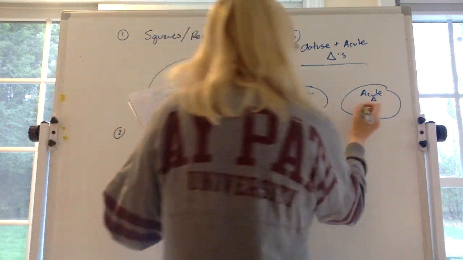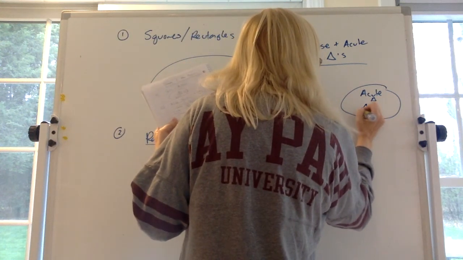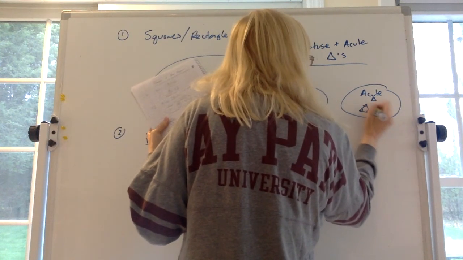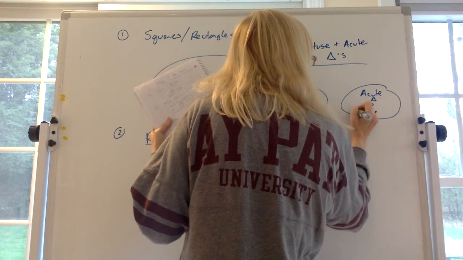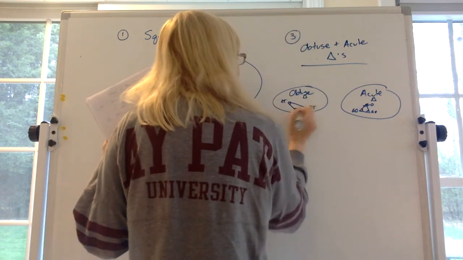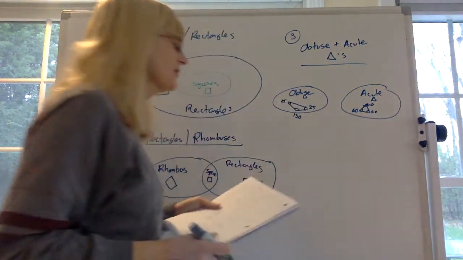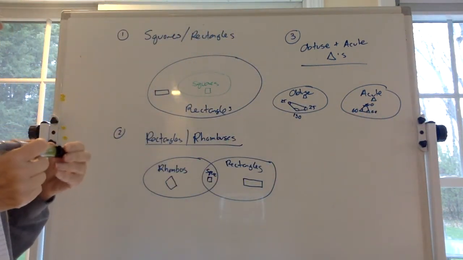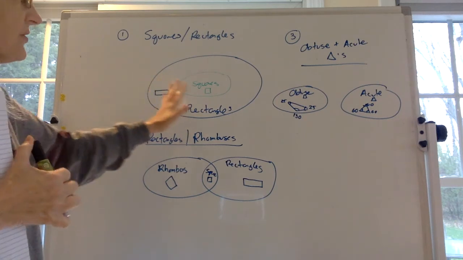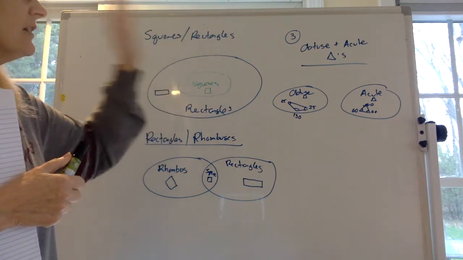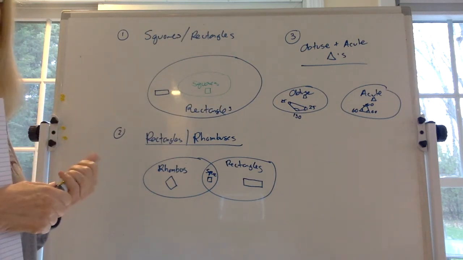How about an example of an acute triangle? How about they're all 60s? If you add up these, 130 plus 25 plus 25, that's 180. 60 plus 60 plus 60 is also 180. So there's an example of a Venn where there's no overlap, there's no encapsulation. They're totally separate entities. Okay.